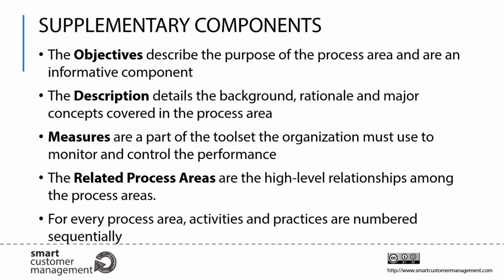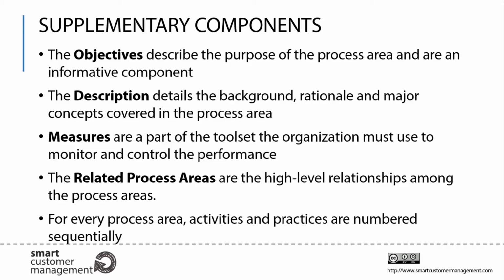The objectives describe the purpose of the process area and are an informative component. The objectives are both general and specific. A general objective describes a clear and measurable target that must be present to satisfy a goal. A specific objective contains the unique actions that the organization must undertake to attain the associated general objective. The description details the background, rationale, and major concepts covered in the process area and is an informative component.